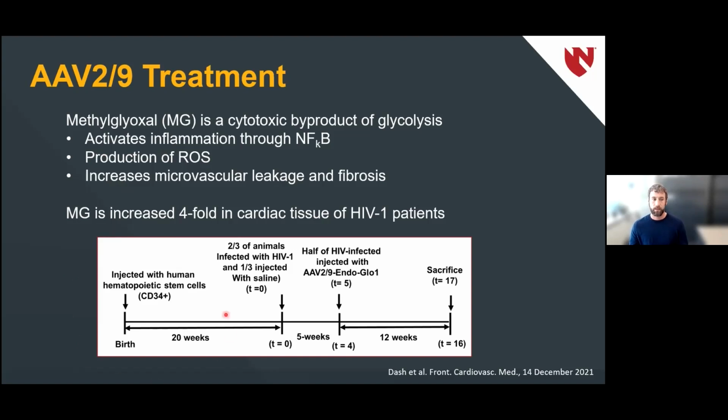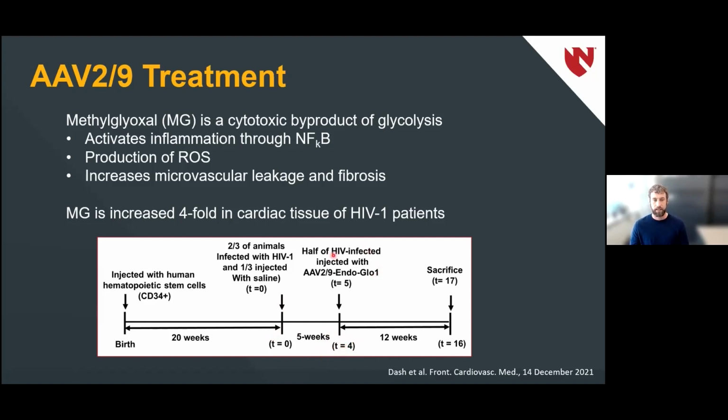So in this study, we again developed the humanized mouse model. We waited 20 weeks for the humanized leukocytes to mature. At T0, we did an ultrasound, and then we injected two-thirds of the animals with HIV-1. At 4 weeks, we did another ultrasound to confirm the diastolic dysfunction.